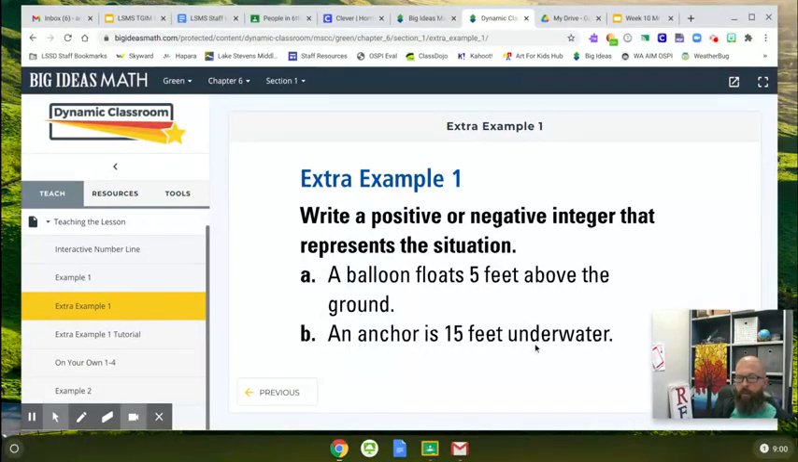An anchor is 15 feet Write a positive underwater. or negative integer that Positive or represents the negative?